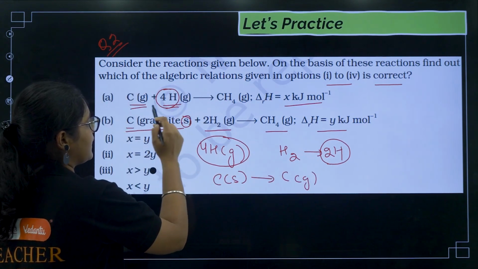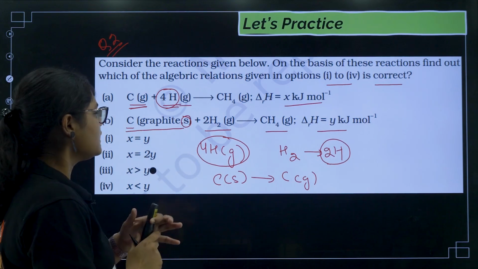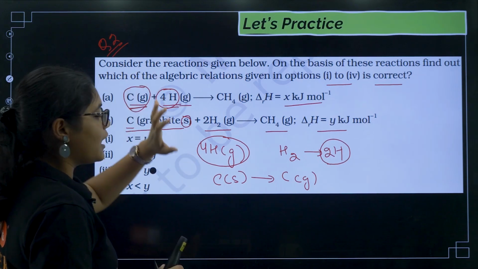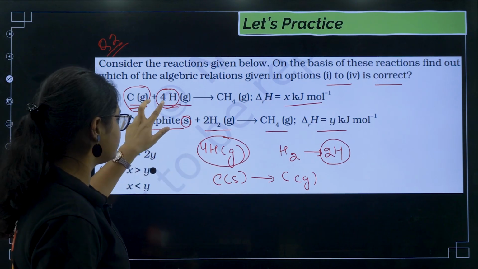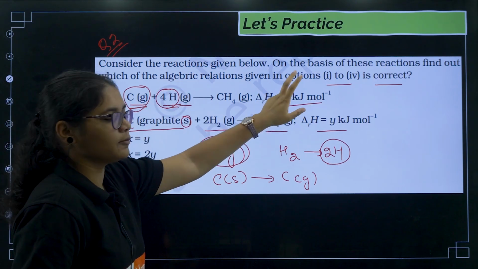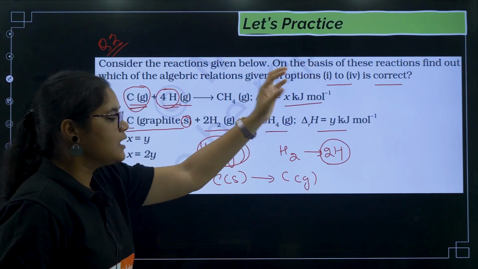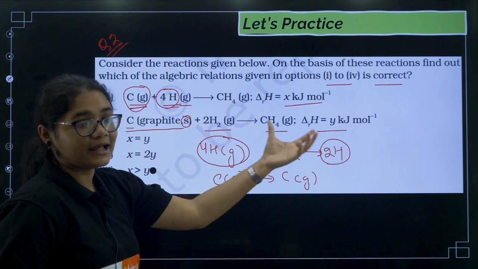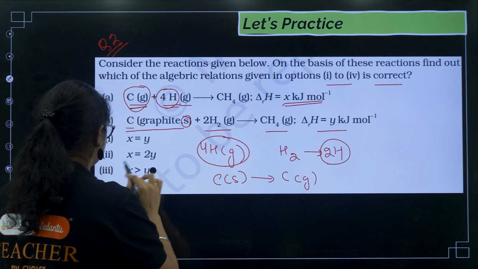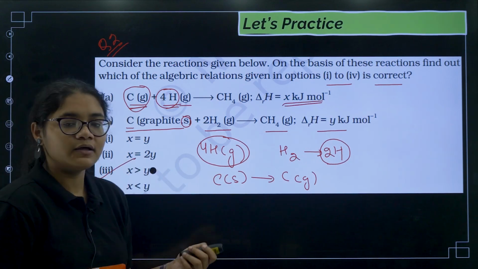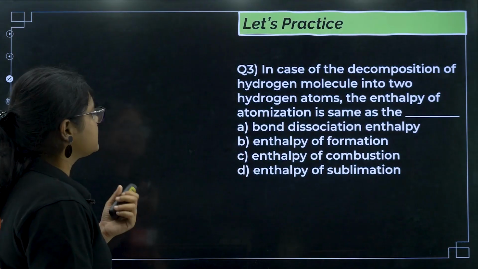So you see that here the reactants are not in the native state. We need to provide some energy to first bring them to this state, and then this one is forming. Okay, some x kilojoule is required, but here the elements are already in the natural state, so definitely here more energy will be required. So x will be greater than y, that is option number 3 here. Okay, next is question number 3.